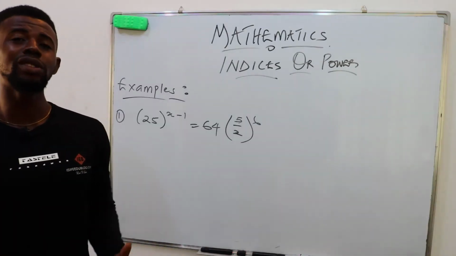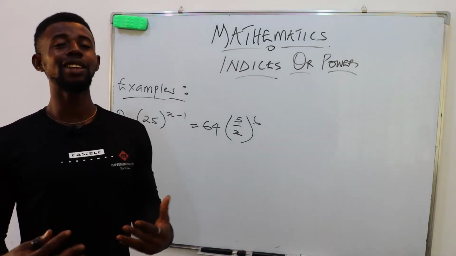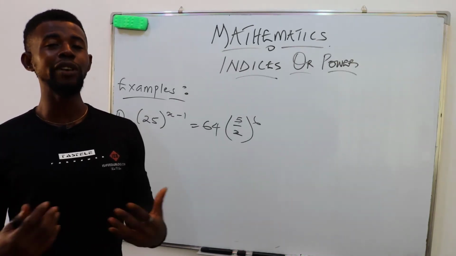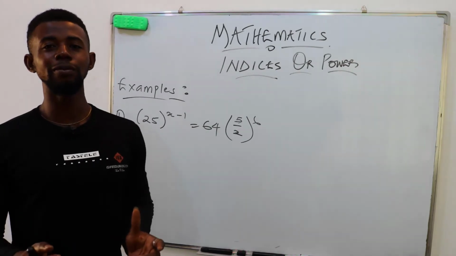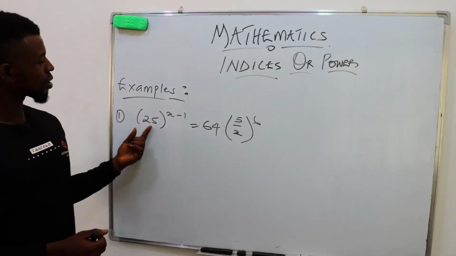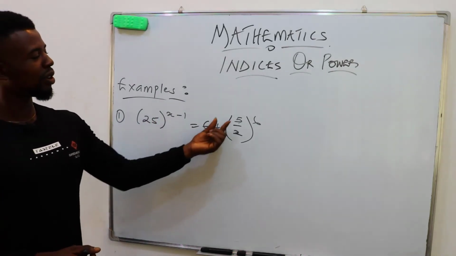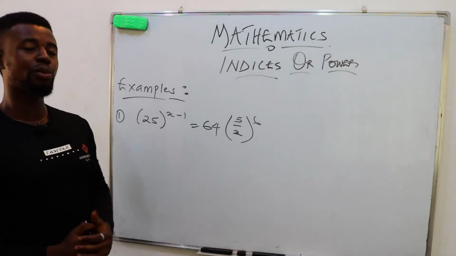Alright, now we are done with our laws of indices. So let's look at exercises and examples that have a combination of most, if not all, of these laws in them. The first example of the exercise we'll be looking at is this. We have 25 all raised to the power of x minus 1 equal to 64 times 5 over 2 all raised to the power of 6.